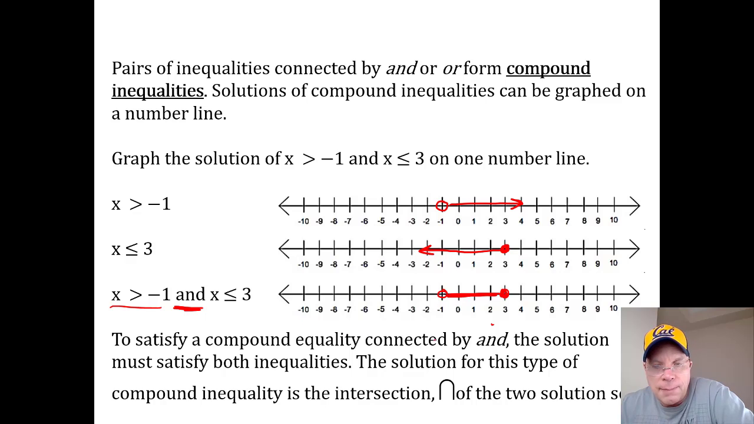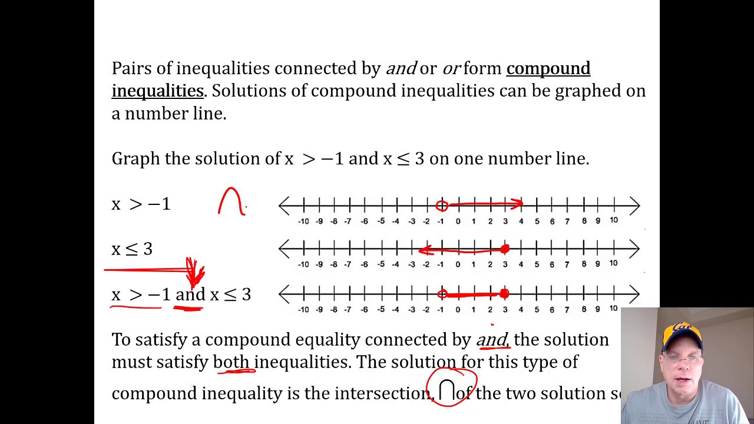Okay, to satisfy a compound inequality connected by and, the solution must satisfy both inequalities of its and. The solution of this type of compound inequality is the intersection of the two solution sets. So intersection is that upside down U.